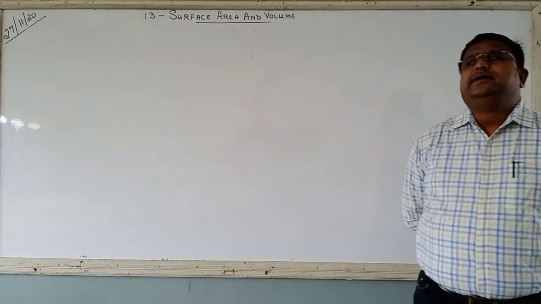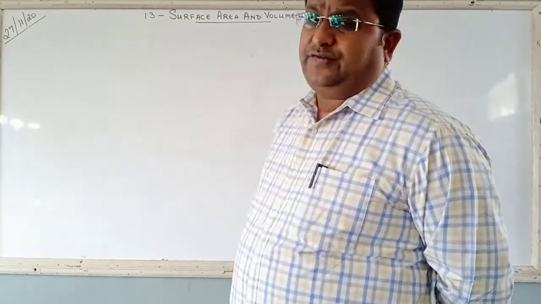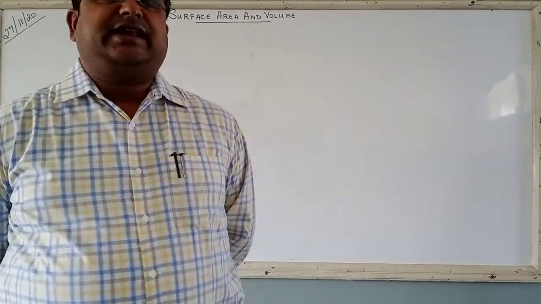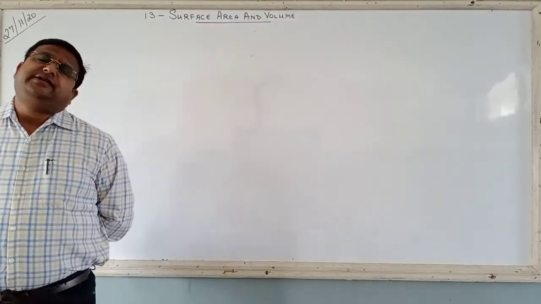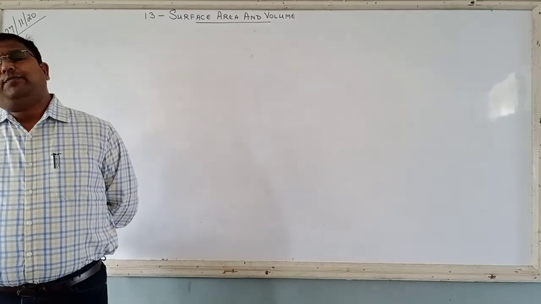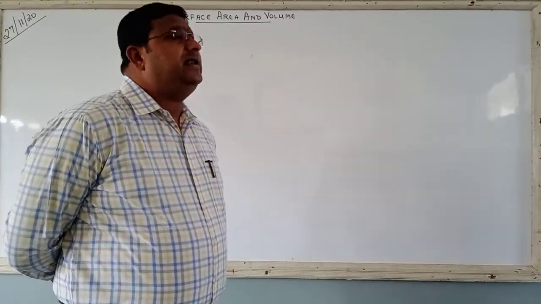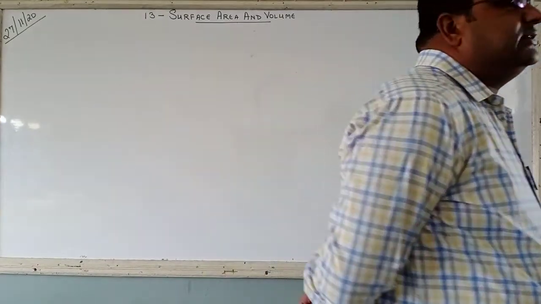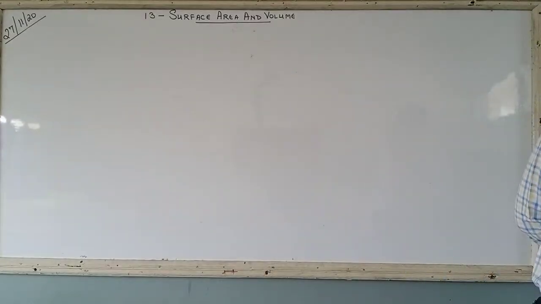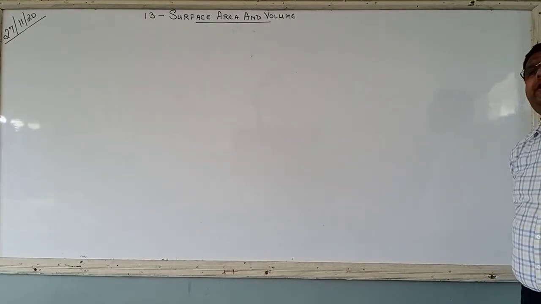Cube, cuboid, cylinder, cone, hemisphere, sphere. Surface areas and volume. Formulas were there with you. I will be providing you a document also of the formulas so that you can revise. But here in class 10, we are not going to discuss individual shapes. We are going to discuss combination of shapes.